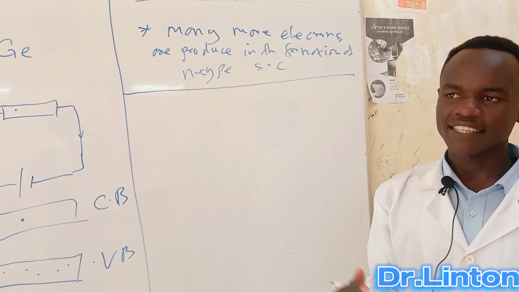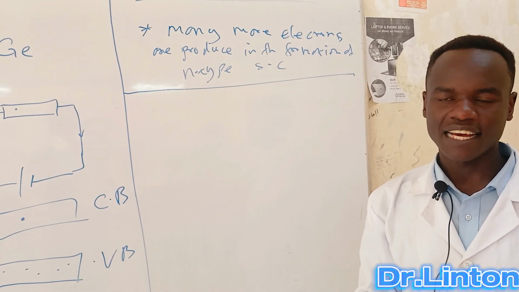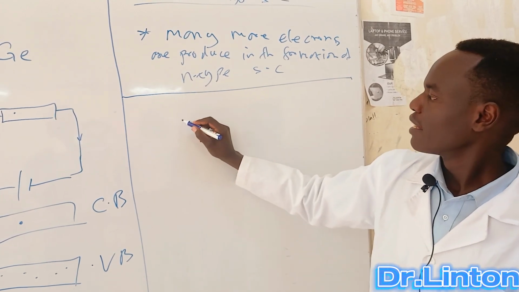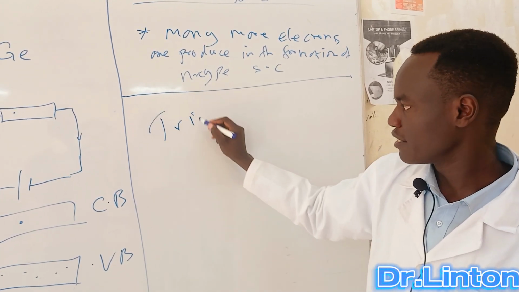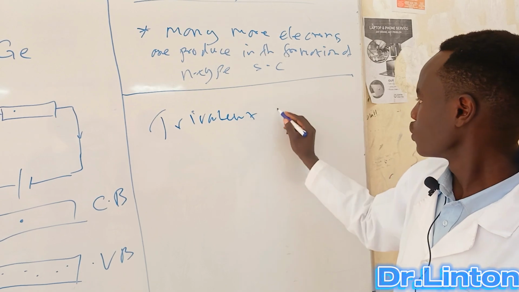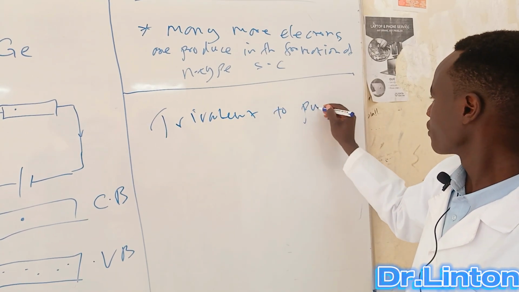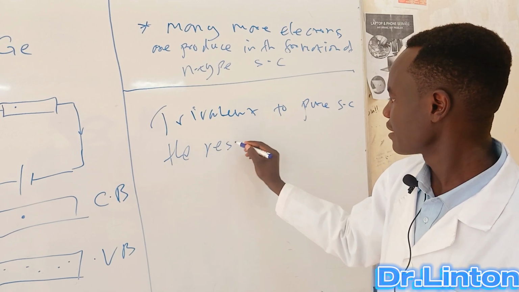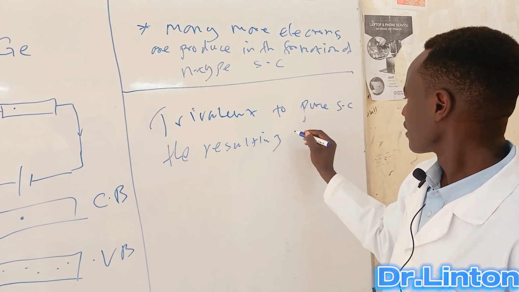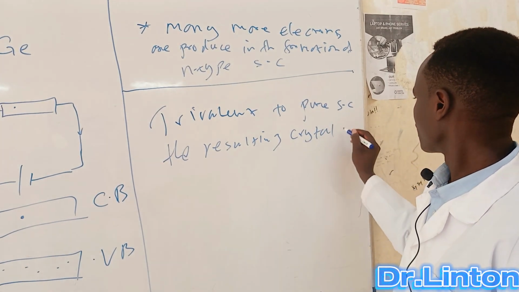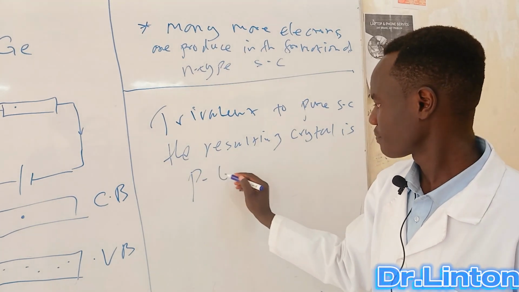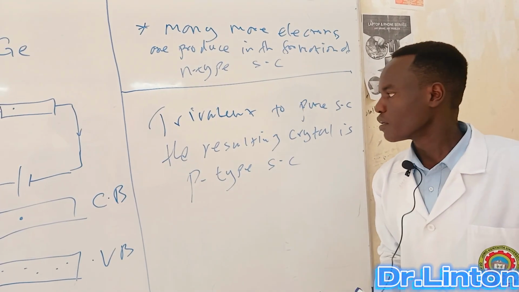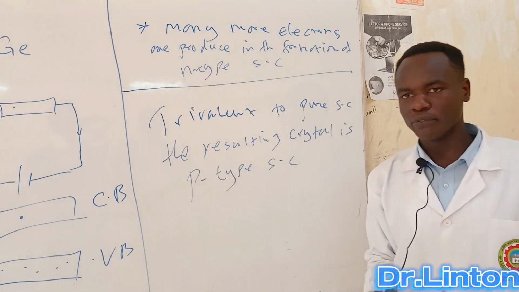Let us see the formation, also, of another type of impurity. When we add a trivalent impurity, what is the resulting crystal? When we add a trivalent impurity to a pure semiconductor, the resulting crystal is a p-type semiconductor. Here we use a trivalent impurity.